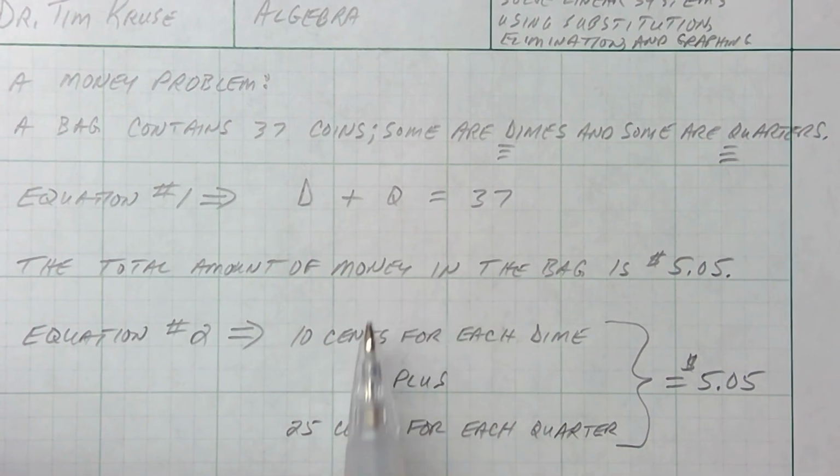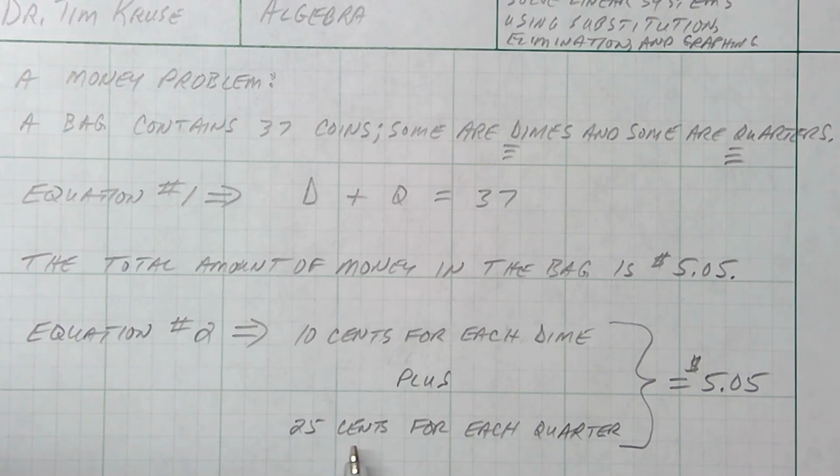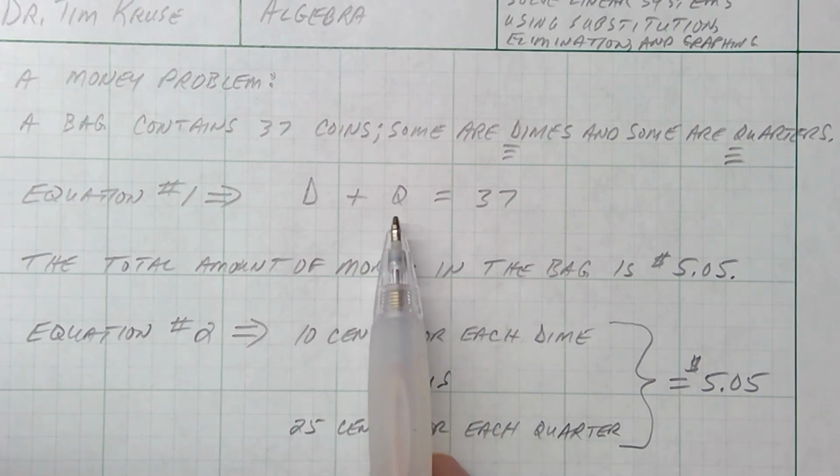And then same thing on the quarters. It's 25 cents for every quarter that's in my pocket. If I have 1 quarter, it'll be 1 times 25. If I have 2 quarters, it'll be 2 times 25 for 50 cents. And if I have 3 quarters, it'd be 75 cents, 3 times 25. So every quarter that I have is 25 cents.